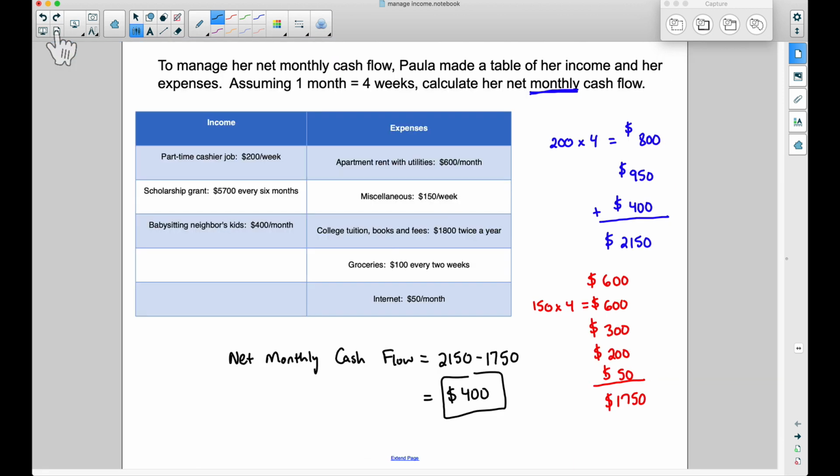Now, some examples you may be computing in your assignments. You may end up with a negative net monthly cash flow, and that would mean that particular individual is spending more money. The expenses are more than the income. And obviously that individual would have to do some adjustments to their budget without going into too much debt. But there you have it, one example of calculating net monthly cash flow.